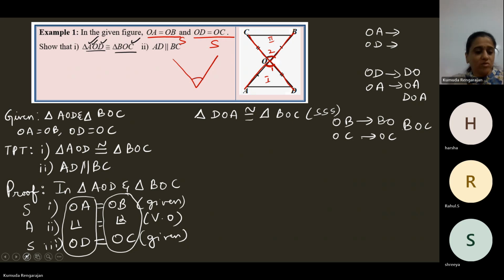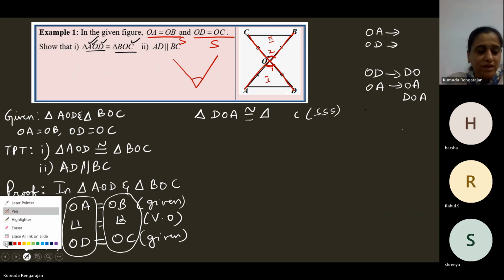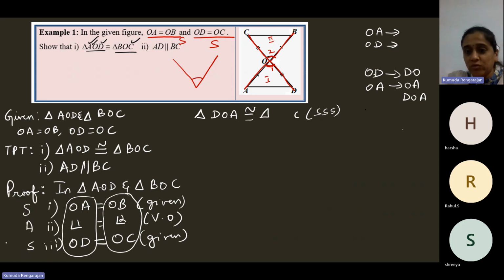Oh, sorry, I changed the sides here. I'm sorry. I wrote OD first, but the bottom one I wrote first. OD and OA. I wrote the bottom one first. So OD goes with OC, no? So OC. OD I wrote first, and then I wrote OA. So the bottom OD goes with OC. So OC and OB. So OC is CO, and this is OB. So it will be COB.